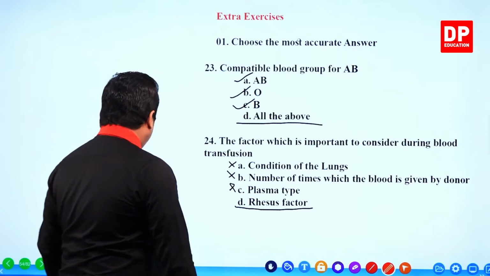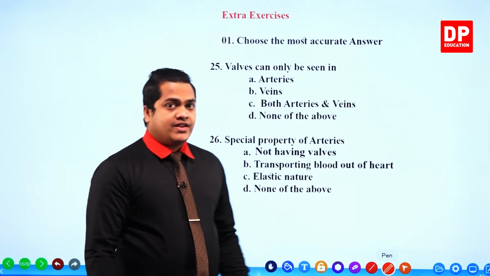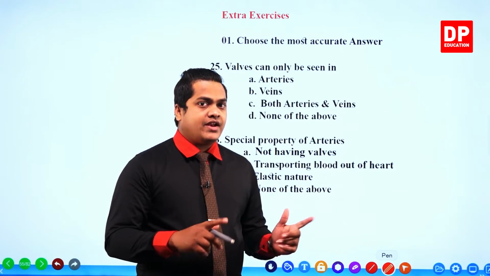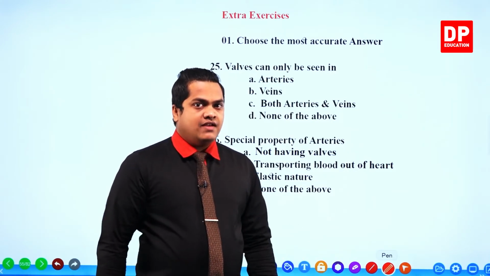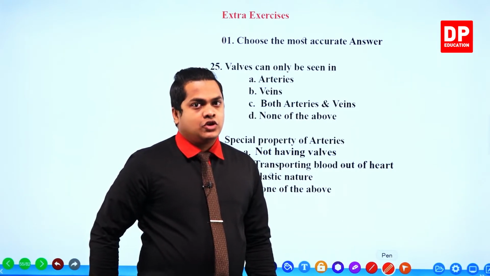Then the next question, my dear children. They are asking, valves can only be seen in arteries. You know, at the starting position of the arteries, like in the pulmonary artery and aorta, at the starting position we can observe valves. These are referred to as semilunar valves. So it is correct.